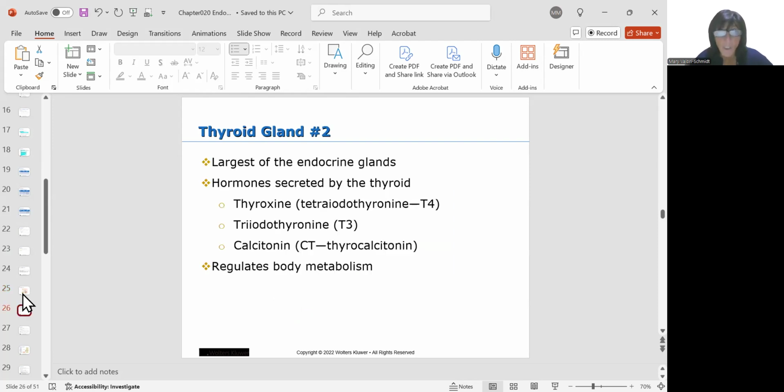Okay. It's the largest of all the glands. And what does it secrete? T3 and T4, thyroxine and triiodothyronine, and also calcitonin, right? So these things help regulate your metabolic rate. Okay, very important. Calcitonin actually helps regulate how much calcium is in your bone versus how much calcium is in your blood. Balances it out.